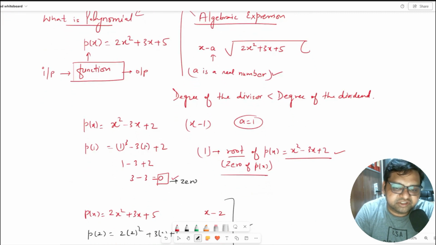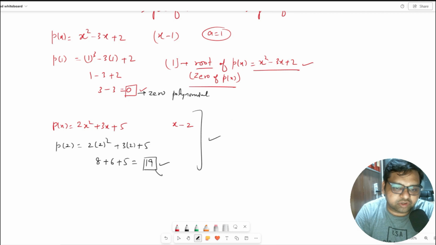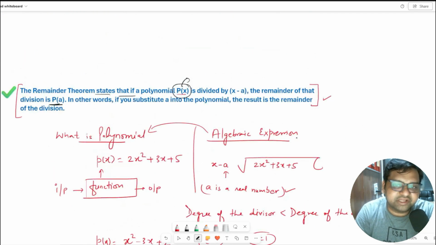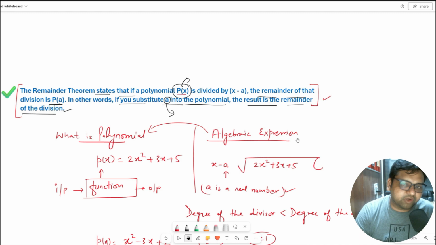so this is a 0 polynomial. In the next example, you got 19, so 19 is also a polynomial. You will call it a constant polynomial. So this is what the definition says also, that you'll get the remainder as p(a). In other words, if you substitute a into the polynomial, you'll get the result of the remainder of the division. Okay, so this is about the definition part, and this is about the introduction of the polynomial again.